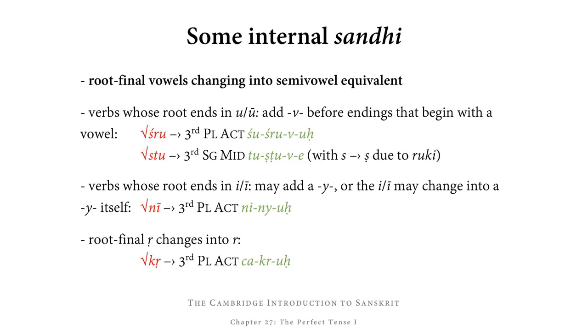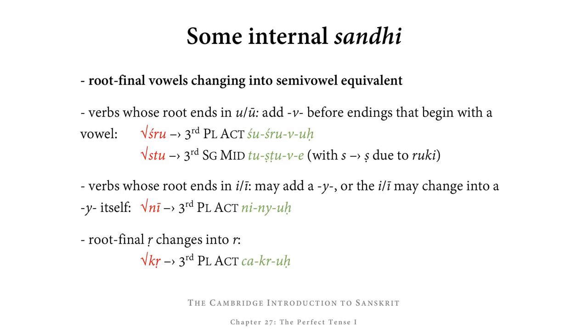Of stu, we find the third singular middle form, tu, stu, we. What we have here is tu, the reduplicative syllable, stu, the root in zero grade, where we get a change from stu to stu due to rookie, and the ending, and in between the root and the ending we find w added, and so this keeps the root and the ending both properly recognizable. So tu, stu, we.